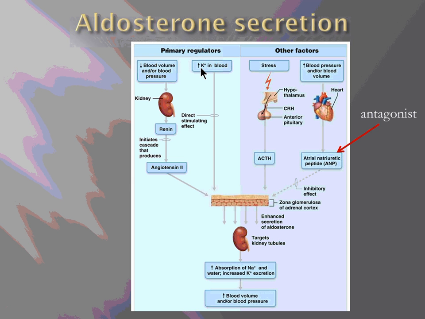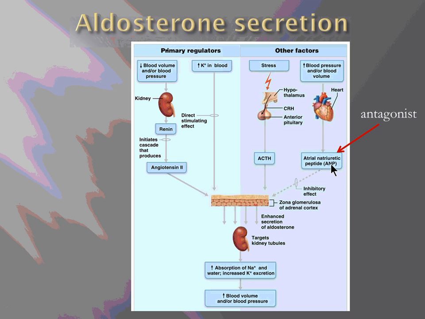Or if there is increased potassium in the blood, that means in the extracellular fluid, obviously you want to get rid of it, and aldosterone is the hormone which does that. Then we have other factors where, for example, if there's increased stress, then you have the whole corticotropin-releasing hormone and ACTH, and that goes and acts on the zona glomerulosa and produces this.